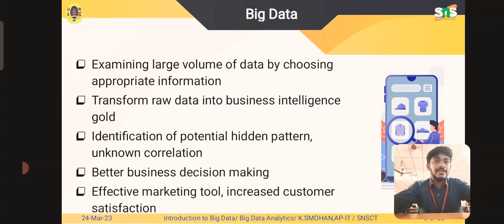So what is big data? Examining a large volume of data by choosing appropriate information is what we call big data. It transforms raw data into a business intelligence goal, identifying potential hidden patterns and unknown correlations. So better business decision making can be done with the help of big data.